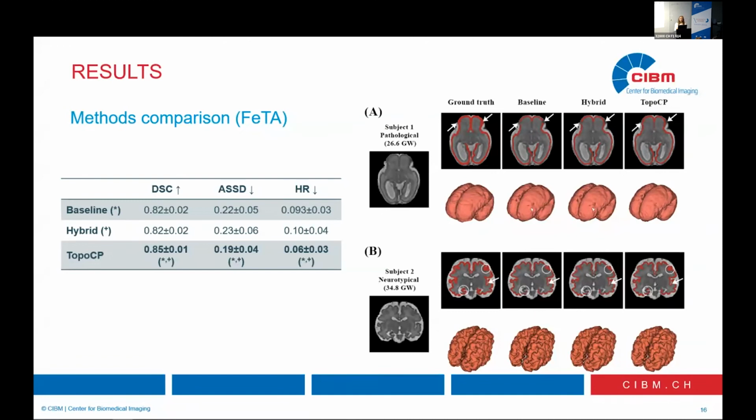In terms of qualitative results, we have the white arrows here that evidence areas where we are actually fixing some connections in the cortex that were missed with the baseline and sometimes with the hybrid methods. And additionally, we see for the old subjects, in the white circles, maybe you cannot really see it actually, but those are areas where the cortex is better segmented in depth of the gyrification.